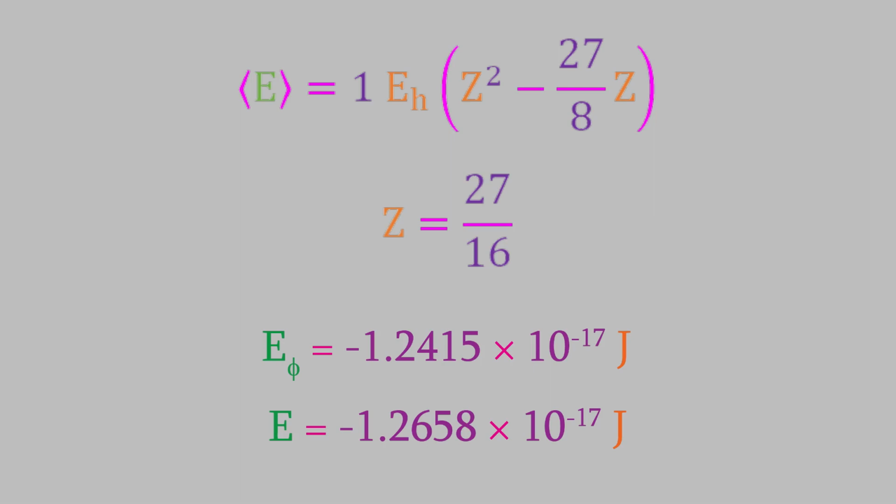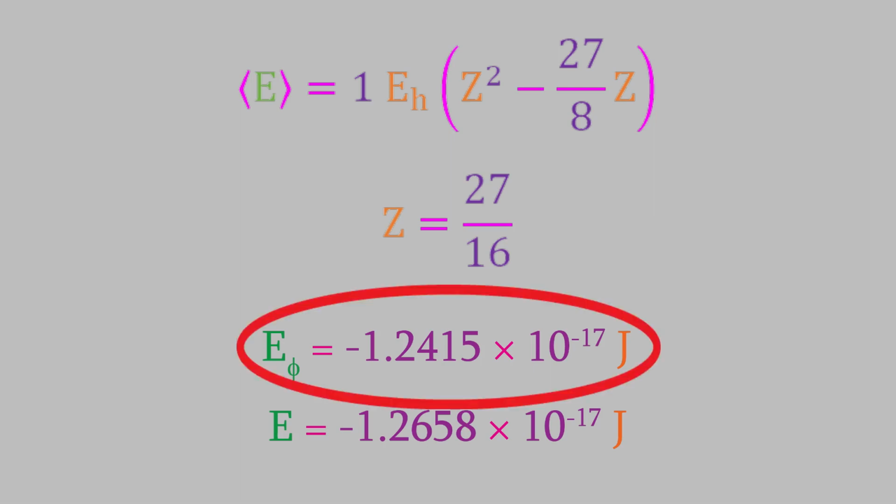Notice that the energy we calculated is slightly higher than the true value. That's exactly what the variational principle tells us should happen. But even though our calculated value is slightly wrong, it's still pretty close. We have an error of just under 2%.